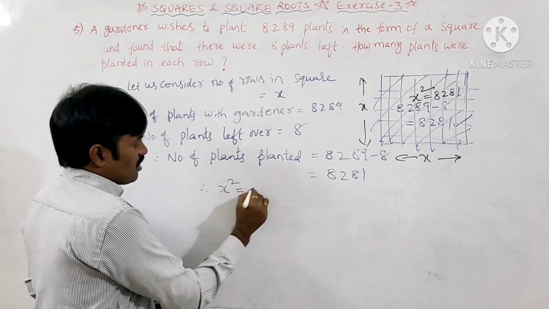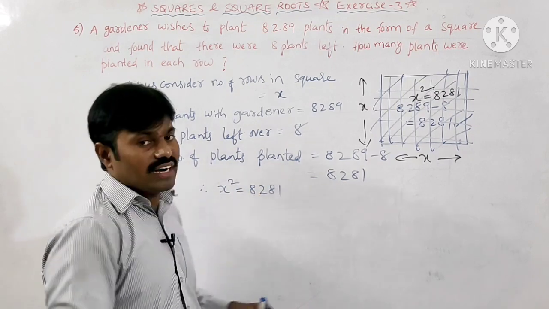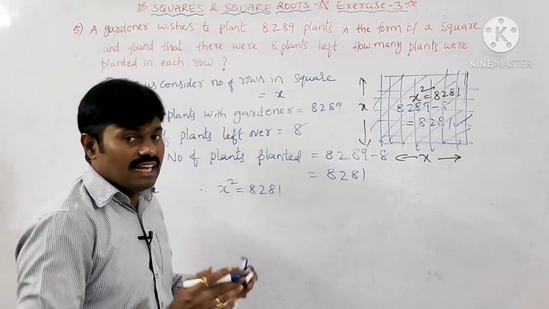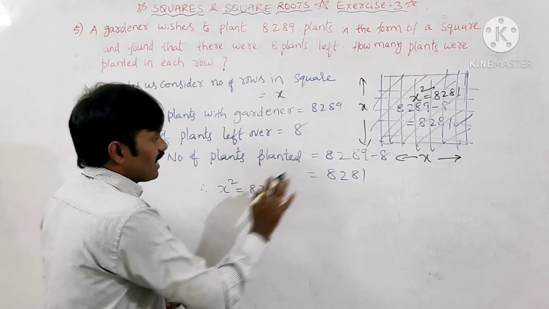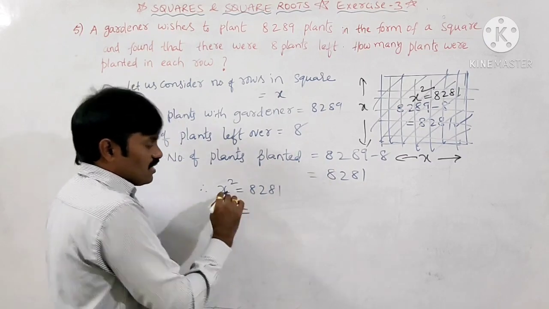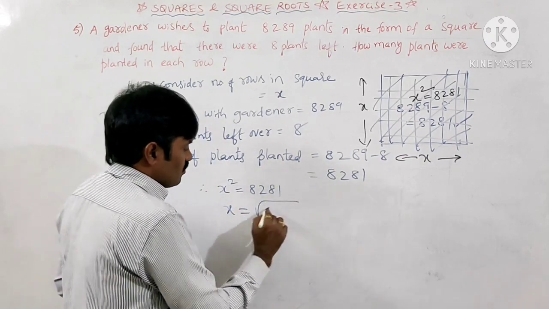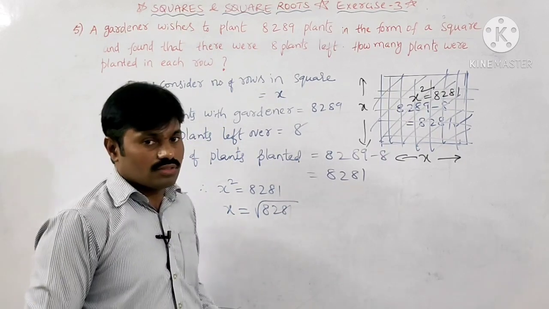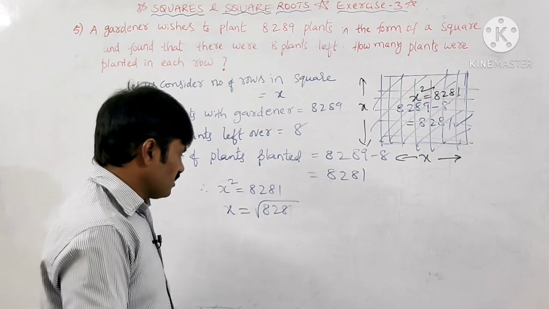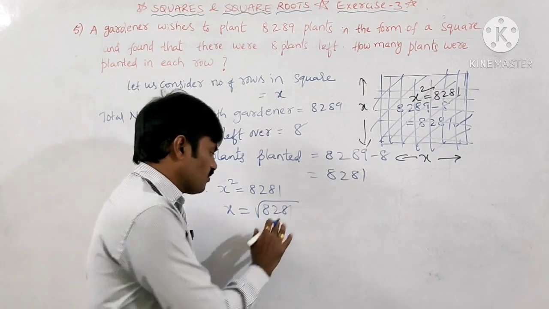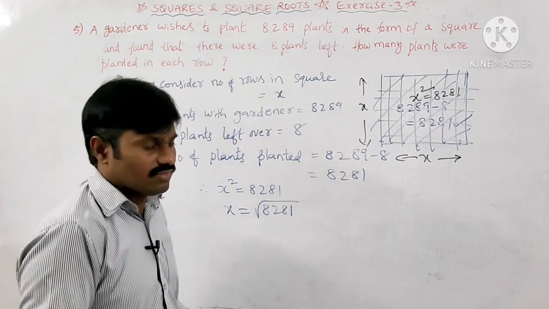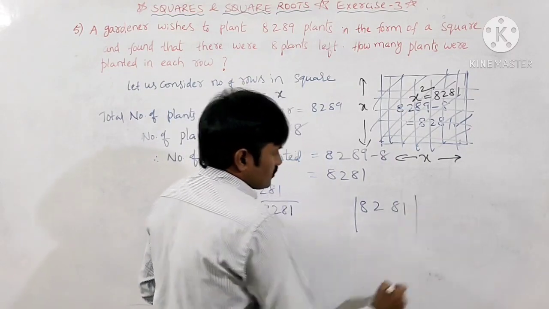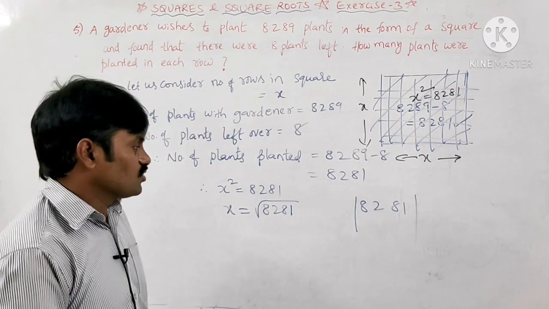So now our solution will become like this. Therefore, x squared is equal to 8,281. We want x here. So if you transpose, then it becomes the square root of 8,281. Now we have to find the square root of 8,281. We can find it easily by using the long division method. So, make pairs: 81, 82.